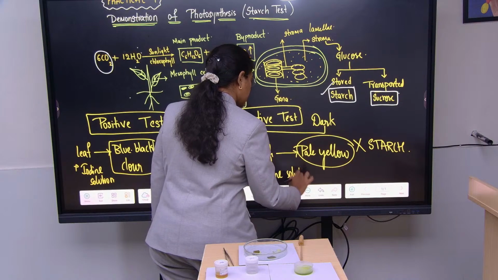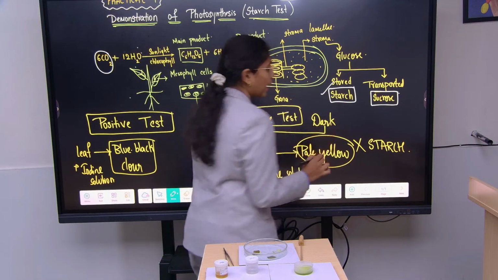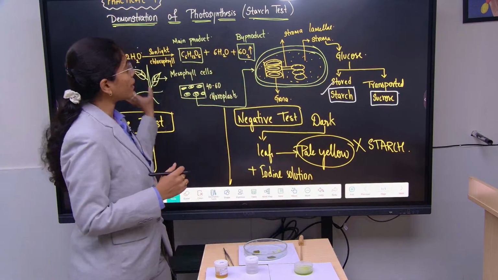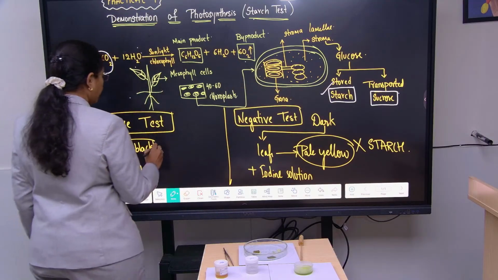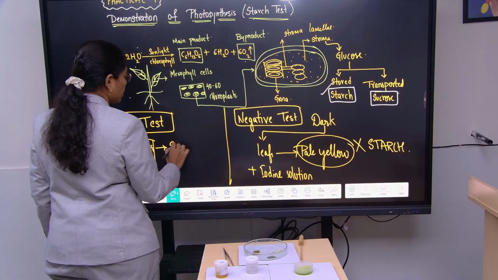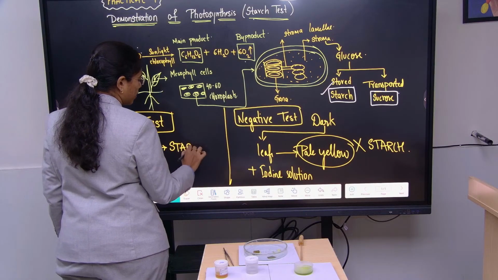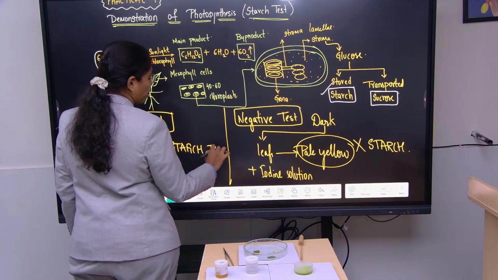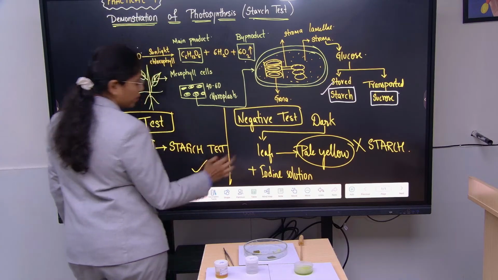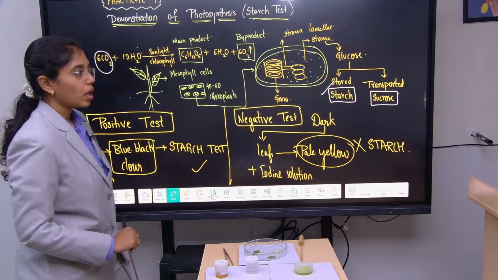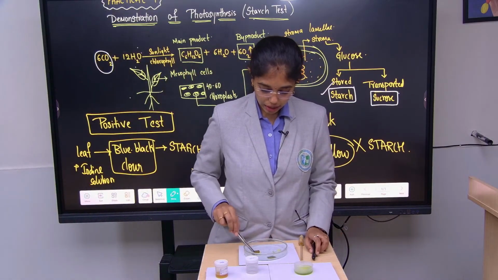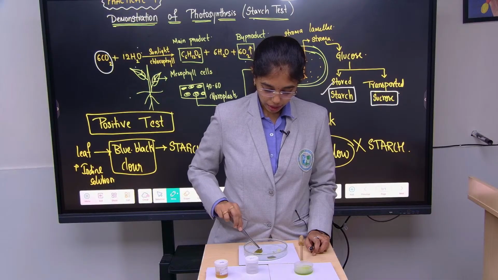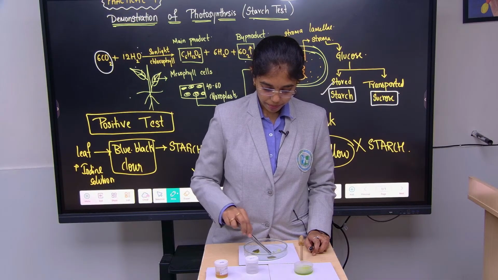These are basic experiments, but by knowing these experiments, you will remember the concept for a long run. The practical touch will make you remember the concept for a long run. This is the starch test, positive. This is the negative starch test. Got it? So with this we have performed it clearly.